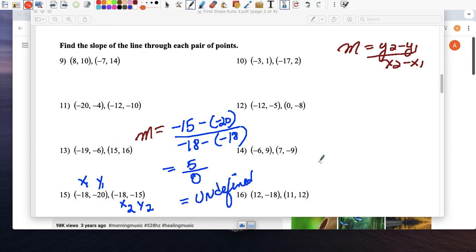And if you were to graph this, this is your x and y. This line looks like this. Let's pretend this is negative 18. One dot is over here, one dot is over here, and that's your line. It's a line like that, and obviously the slope is undefined. That's it.